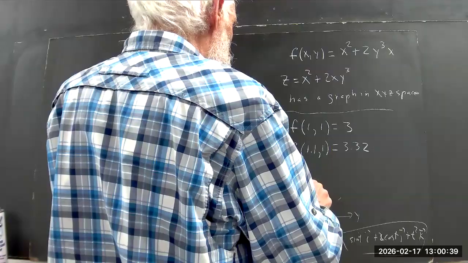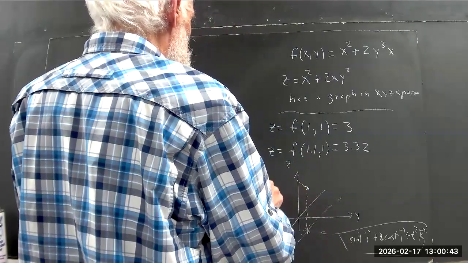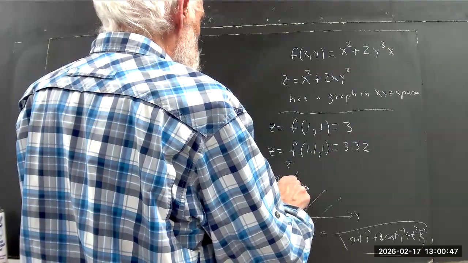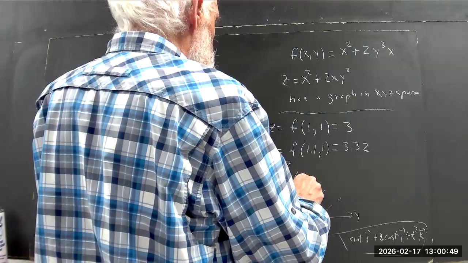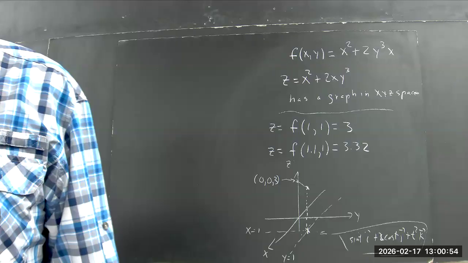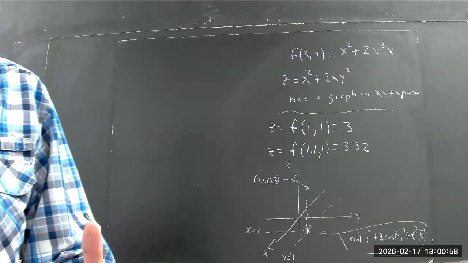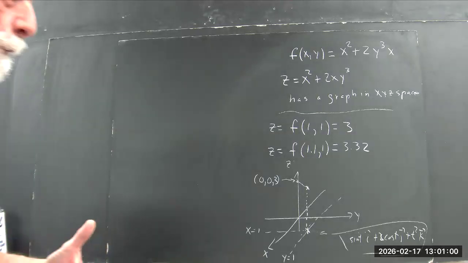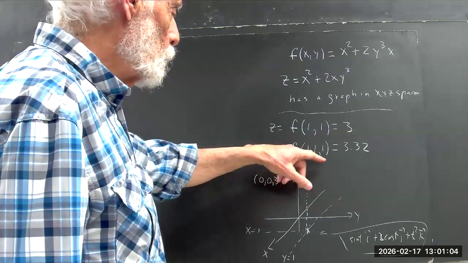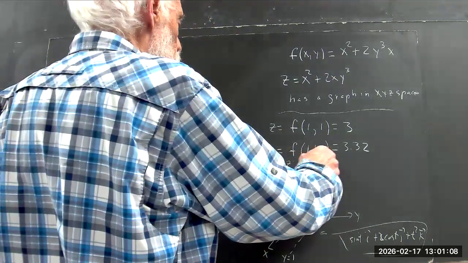And this point reflects back to the point (0, 0, 3), I'm sorry, projects to the point on the z-axis. Okay? Does that picture make sense? Visualize that? Okay? Now, f(1, 1.1), where is the point (1, 1.1)?